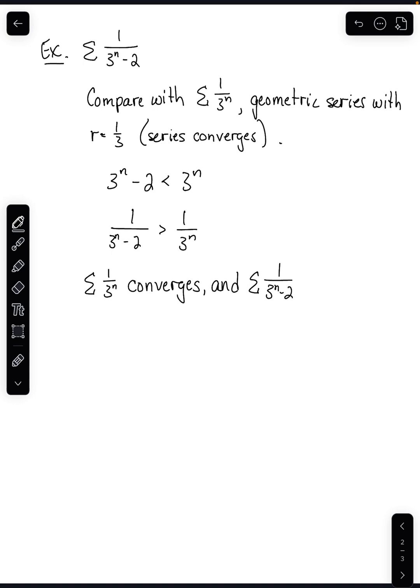The problem here is that the original series, 1 over 3 to the n minus 2, could be a bigger sum that is still finite. It could be a bigger sum that is still finite. But it could also be infinite.